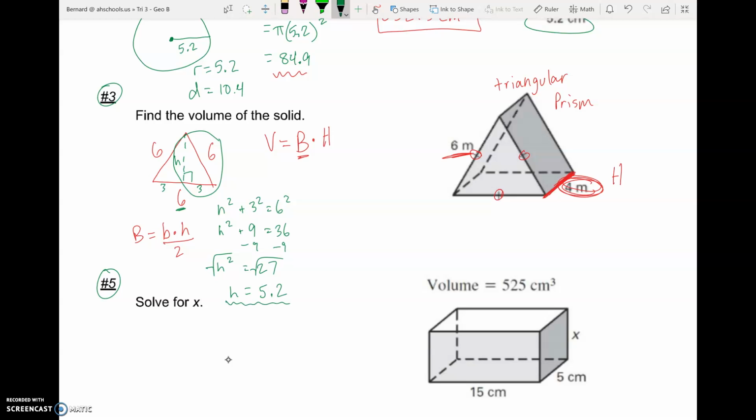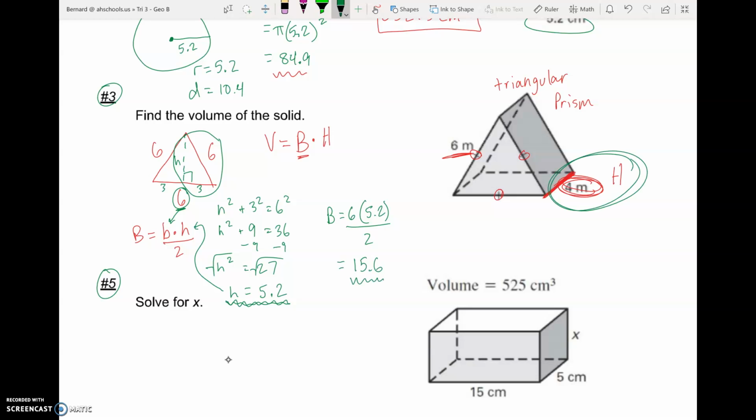So that's our little height, and that's the h for our area of a triangle formula. So let's throw that in. Big B will then be, remember, our base of our triangle is just 6. So 6 times, and then our height is what we just found, 5.2, and then we got to divide that by 2. And 6 times 5.2 divided by 2 is about 15.6. So there's our big B.